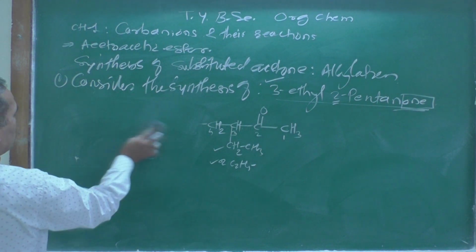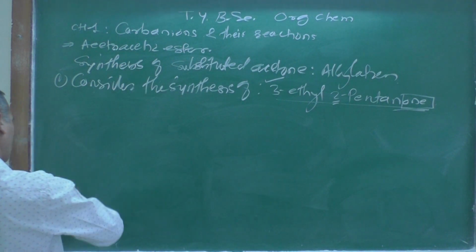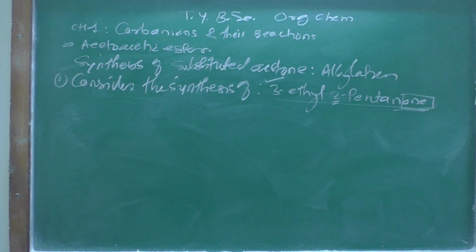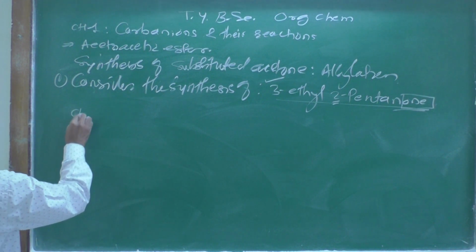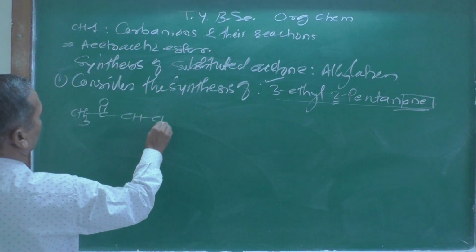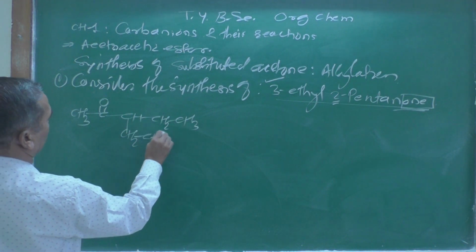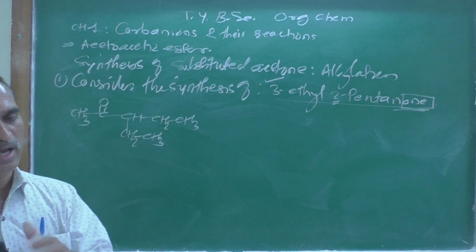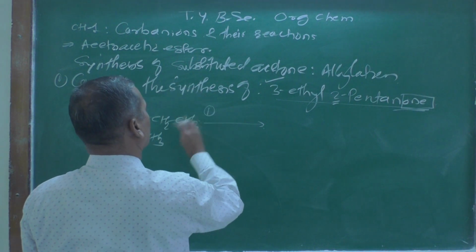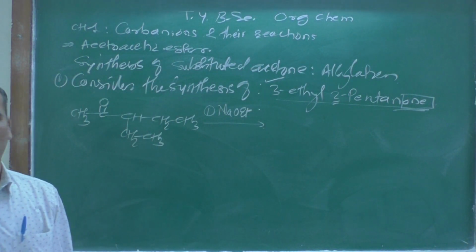Let's start the synthesis. Your starting material, your substrate, or what we can call your precursor, should be the acetoacetic ester. Let us see here, CH3 C double bond O, then CH CH2 CH3, and here CH2 and CH3. Planning we have already discussed. Now first, what you have to do is treat with sodium ethoxide. Sodium ethoxide is a base.